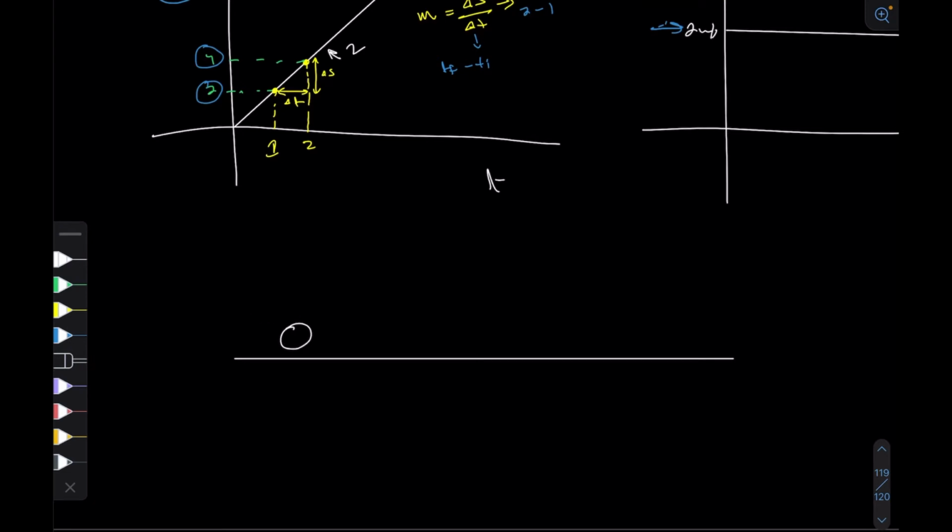It speeds up. It's moving at a slower speed initially, then it speeds up to a maximum value over here, and then it slows down. So it speeds up, then slows down. Initially it's moving slowly, speeds up to a maximum value and then slows down.